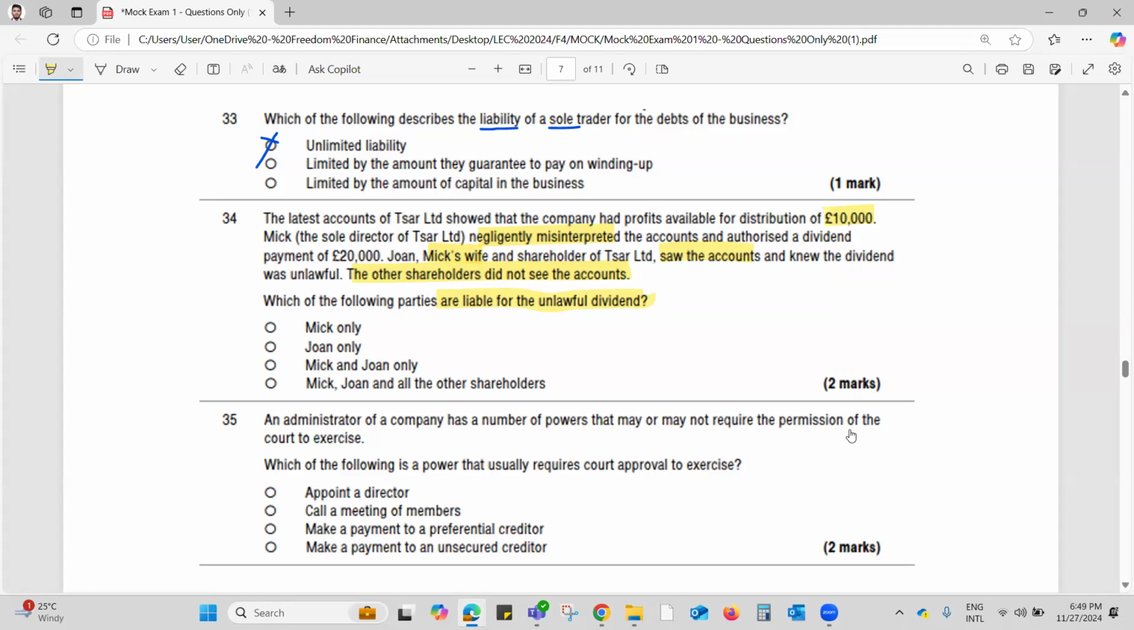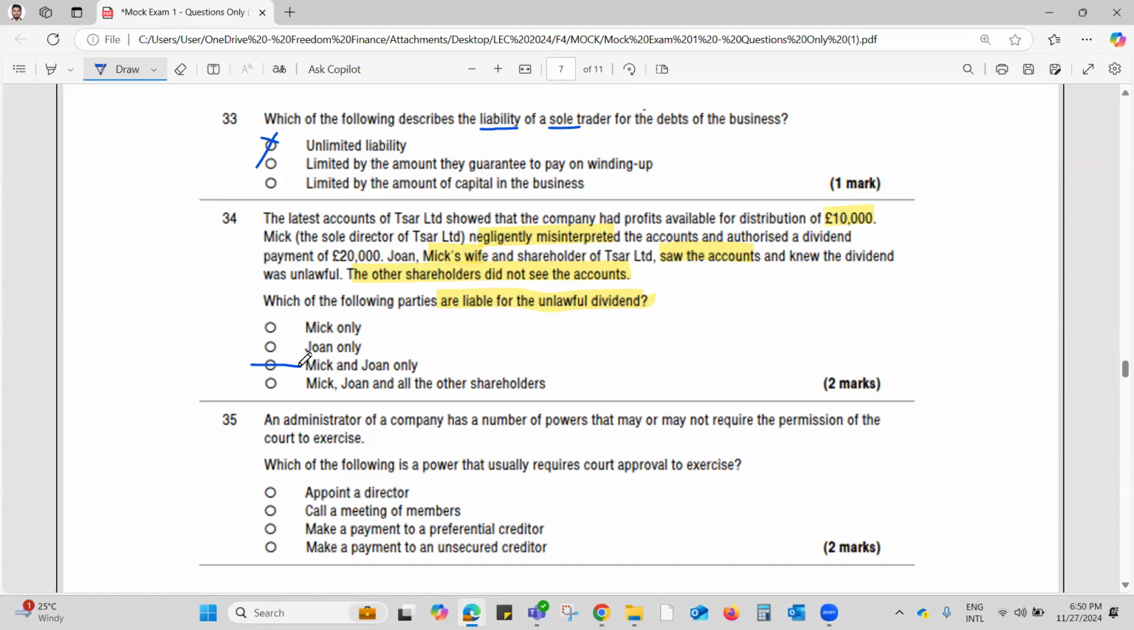What did you choose? The 34th one. Okay. So technically, Mick and John become liable in this situation, because Mick and John knew that there was an unlawful dividend. However, since the other shareholders were not aware that an unlawful dividend had been paid, they are not responsible for this situation.